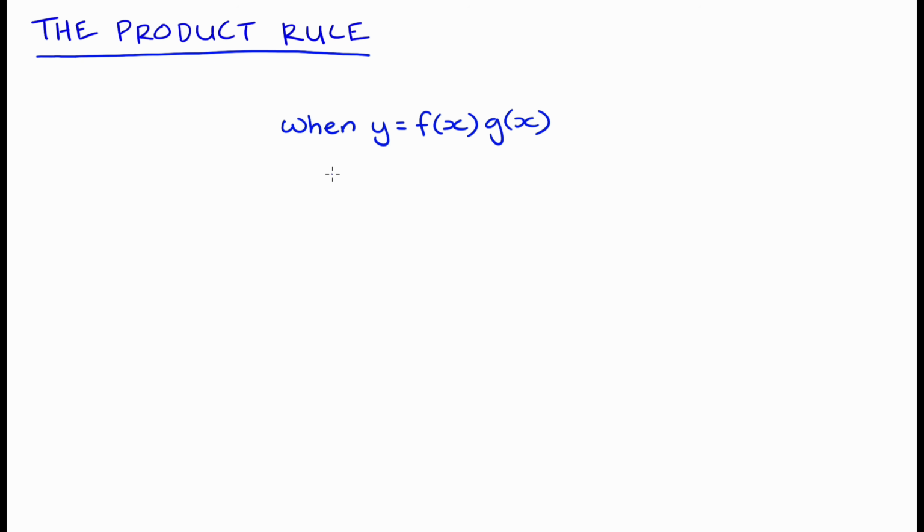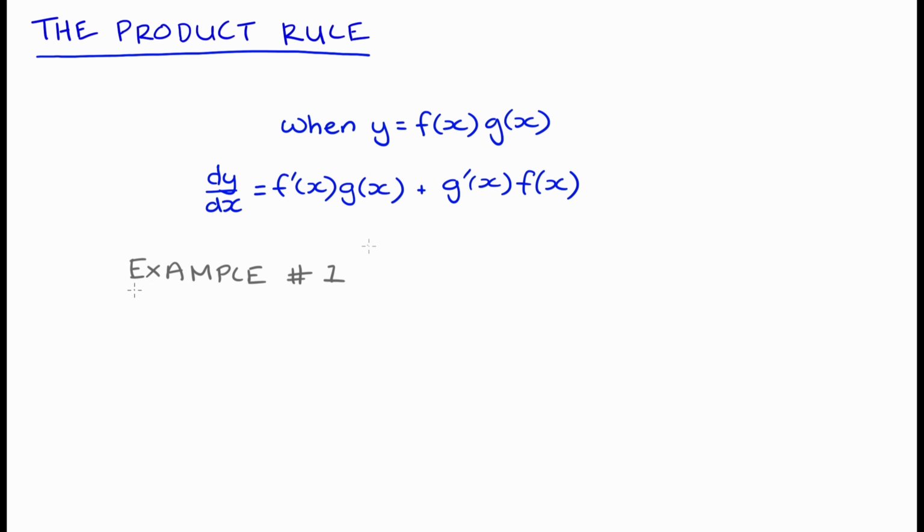And the product rule tells us that in order to take the derivative here, we're going to first take the first derivative of f of x, so I'll notate that f prime of x. We multiply that by g of x, and then we add to that the first derivative of g of x, so g prime of x, and we multiply that by f of x.